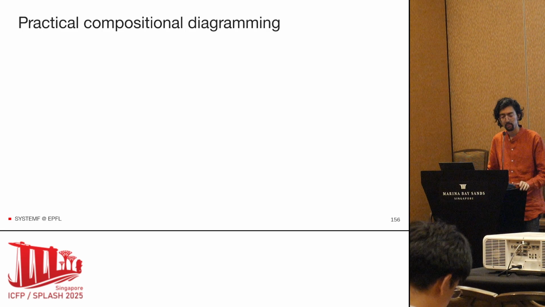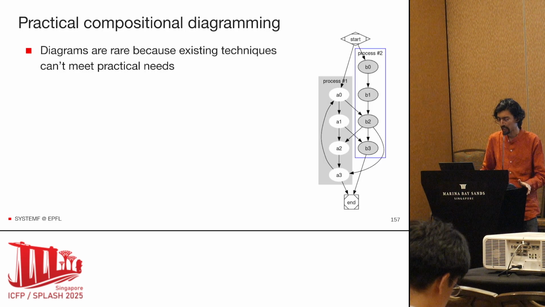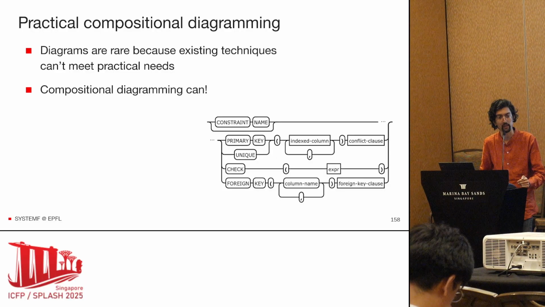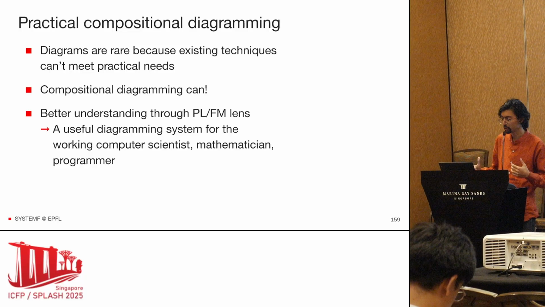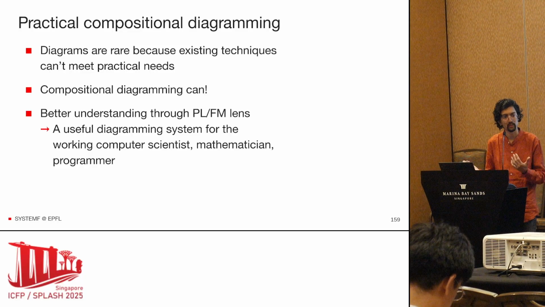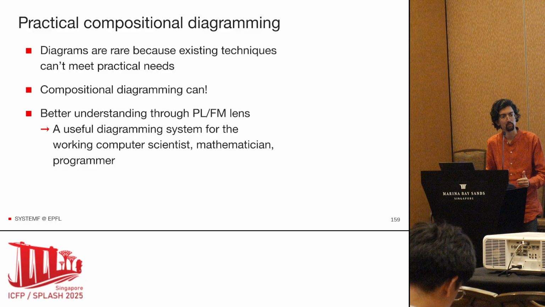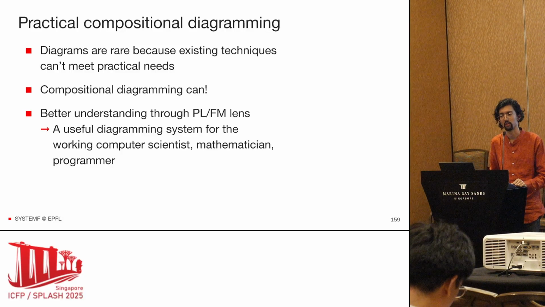So to recap, I think diagrams are rare in our programming and theorem-proving environments because existing techniques can't meet practical needs. But an approach that I am trying to develop, which is compositional diagramming, I claim can meet those needs. And I aim to use programming languages, formal methods, inspired perspective, and techniques to build a useful diagramming system for the working computer scientist, programmer, and mathematician.